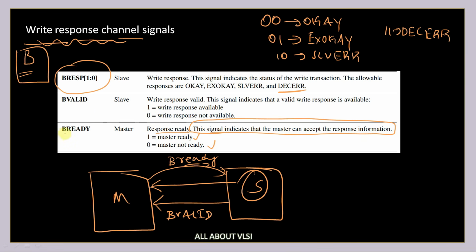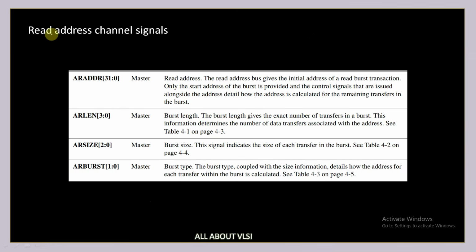Using this B ready, the master is going to tell the slave. Next, we are going to have another set of signals which are associated with our read address channel. Those are nothing but AR address, AR length, AR size, and AR burst. Now, what do you mean by AR address?